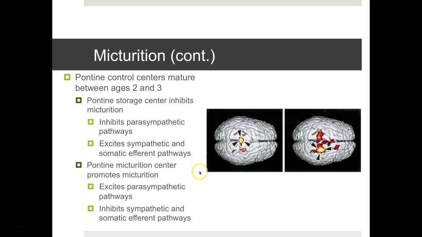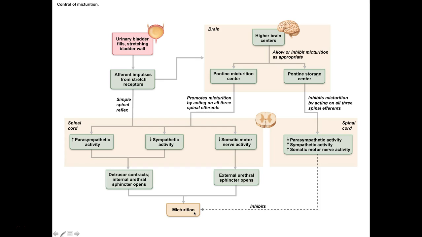But when we are ready to go to the bathroom, we can trigger our pontine micturition center and excite our parasympathetic pathways and inhibit the sympathetic and somatic efferent pathways. And this is a nice little chart that sums all of this together. Our urinary bladder fills with urine, stretching those walls. The stretch receptors send afferent or sensory impulses to our brain. Our higher brain centers are then going to choose pontine micturition center or pontine storage center.